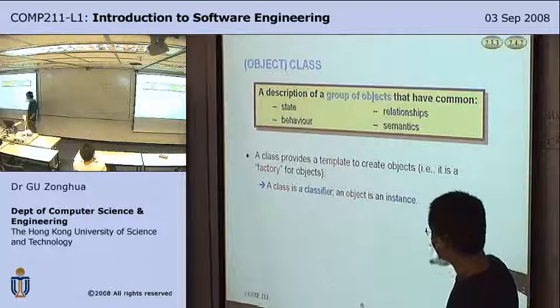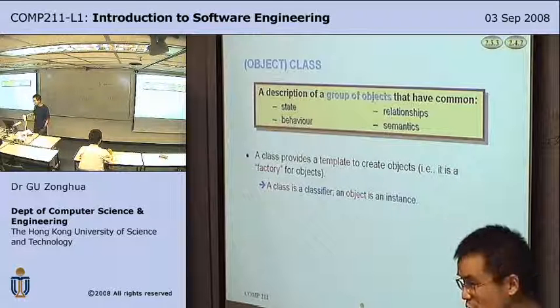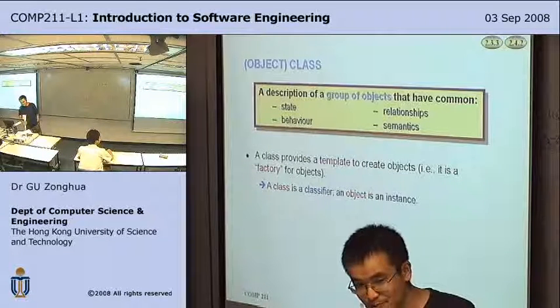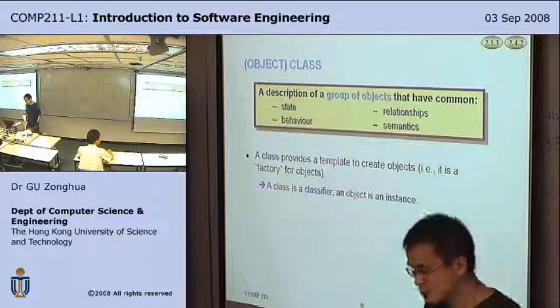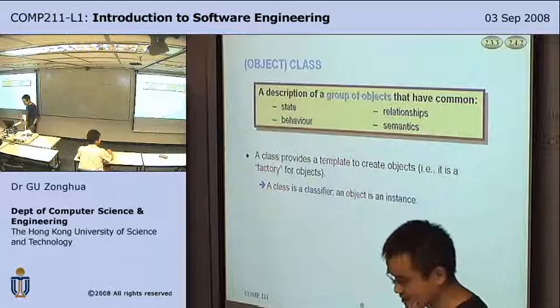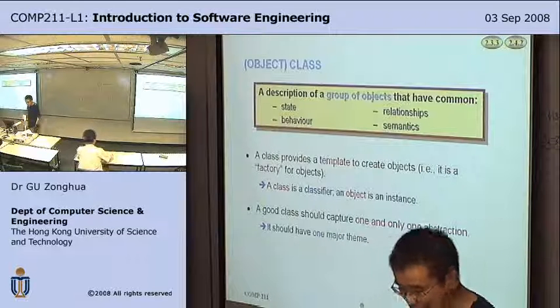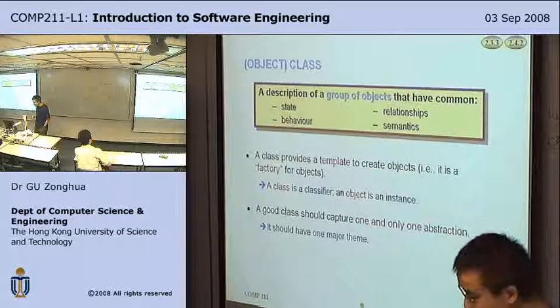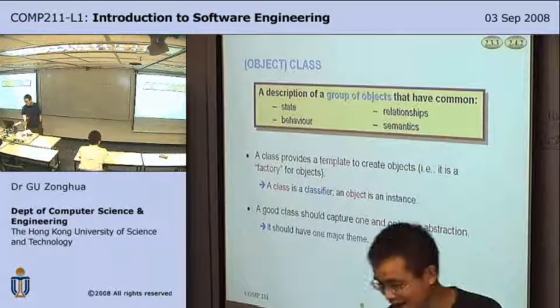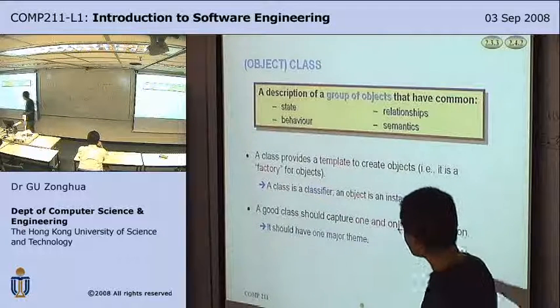As I said before, for example, student is a class, it's a classifier. Each one of you, Fred, Tom, Jim, Sam, each one of the individual students is an object. It's an instance of student. So a good class should capture one and only one abstraction, should have one major theme. So this is really part of the class design.